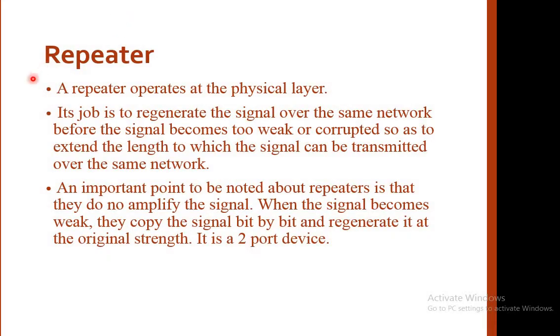The first one is a repeater. A repeater operates at the physical layer of the OSI model. Its job is to regenerate the signal over the same network before the signal becomes too weak or corrupted, so as to extend the length to which the signal can be transmitted over the same network. An important point to be noted about repeaters is that they do not amplify the signal. When the signal becomes weak, they copy the signal bit by bit and regenerate it at the original strength. It is a two-port device.